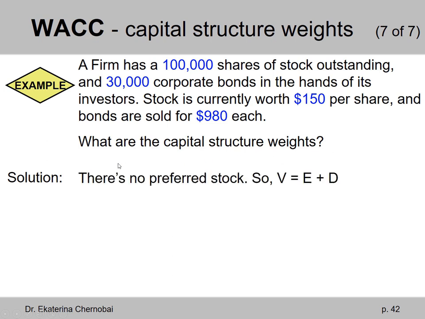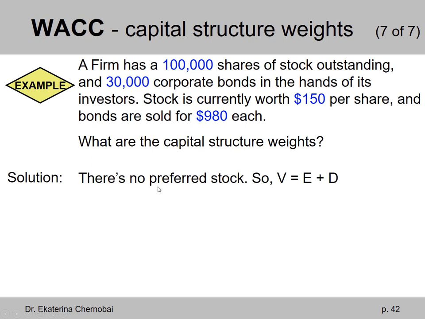Okay, so there's actually no preferred stock in this problem. The problem just says shares of stock and bonds, corporate bonds. Usually when you see just stock without a clear name for it, common stock or preferred stock, you should always assume the common case, which is the common stock. So here, shares of stock really means shares of common stock, and there is no preferred stock in this firm.